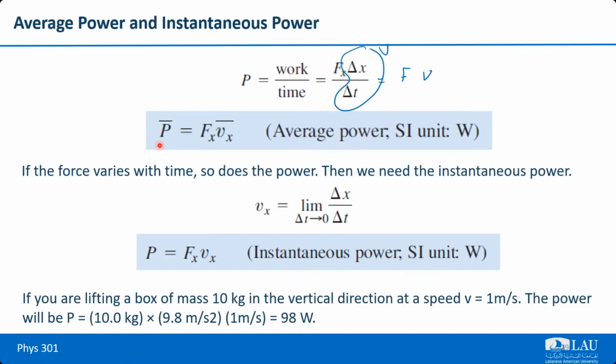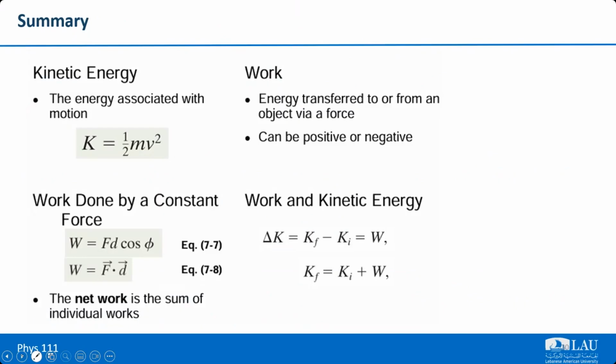So the power can be written as F times V, and this is basically an instantaneous power at a specific velocity, right? So we have now two formulas. It will depend on the given. You select one of the two.